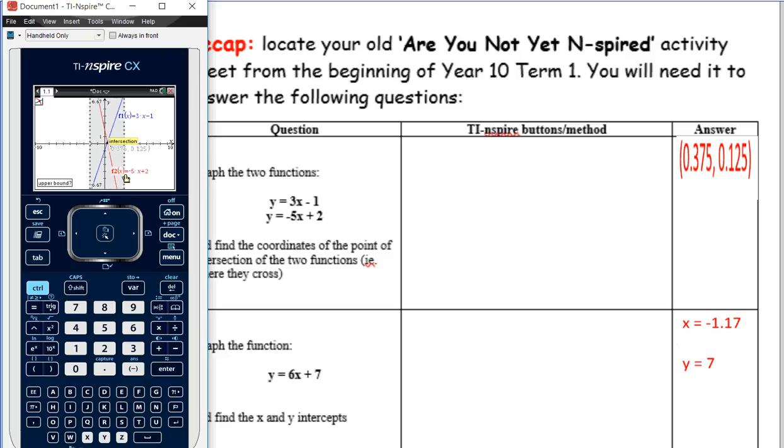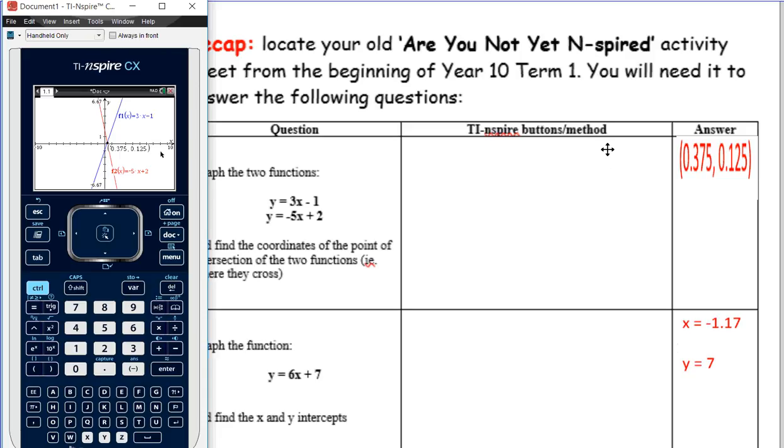So see, we've crossed the intersection. Here's our answer, intersection here. So the x-coordinate is 0.375, the y-coordinate is 0.125. So you might want to pause and write down how you did that, or try it. Make sure you try it out yourself on the calculator.